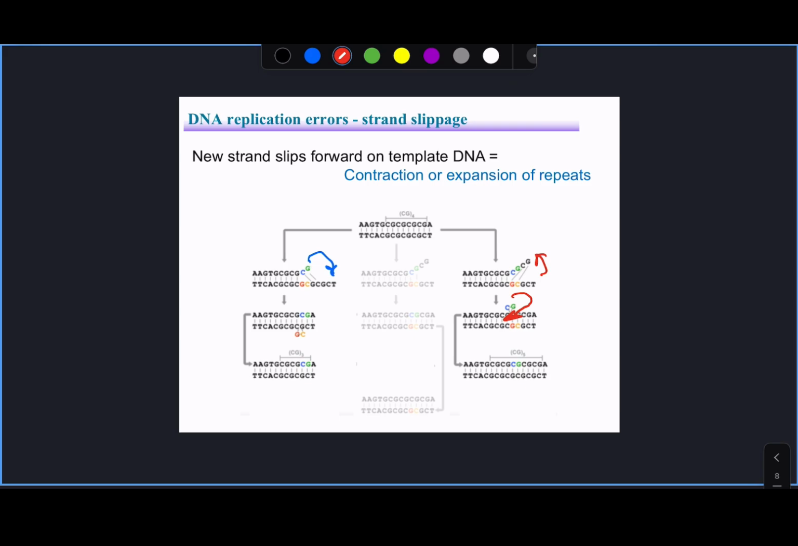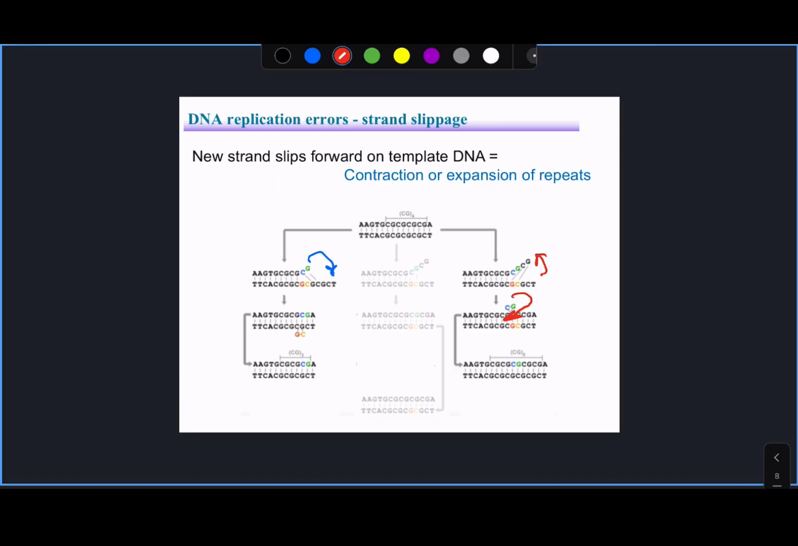And same idea, this change may perpetuate for many generations. So strand slippage is something that occurs when you have these sequence repeats that may confuse DNA polymerase a little bit, and it results in the contraction or expansion of the number of repeats. This is a cartoonish example in which the repeat is only CG.